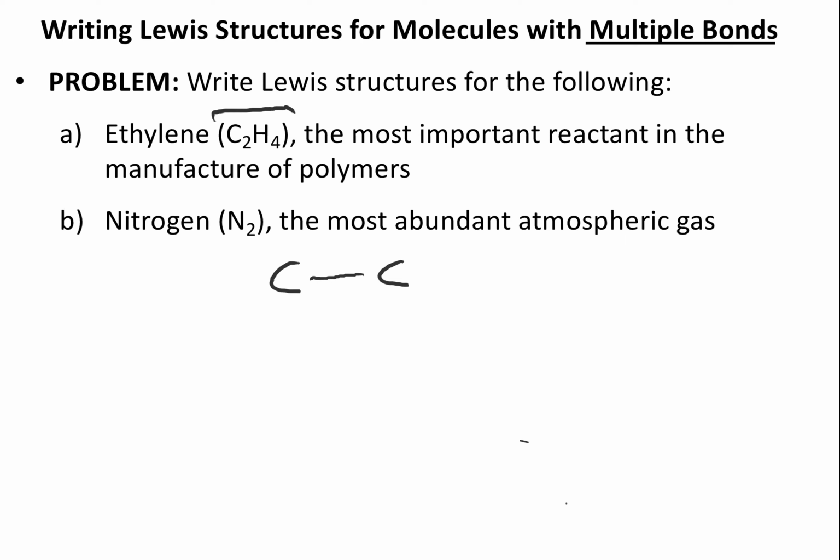I don't know exactly what that's going to look like right now, but we'll figure it out in a second. Let's count valence electrons. Carbon is a member of group 4A. So I've got two carbon atoms, each bringing 4 valence electrons, for 8 total. And I've got 4 hydrogen atoms. Remember that first group brings 1 each, so 4 more. I've got 12 electrons to use. I'm able to use 12.